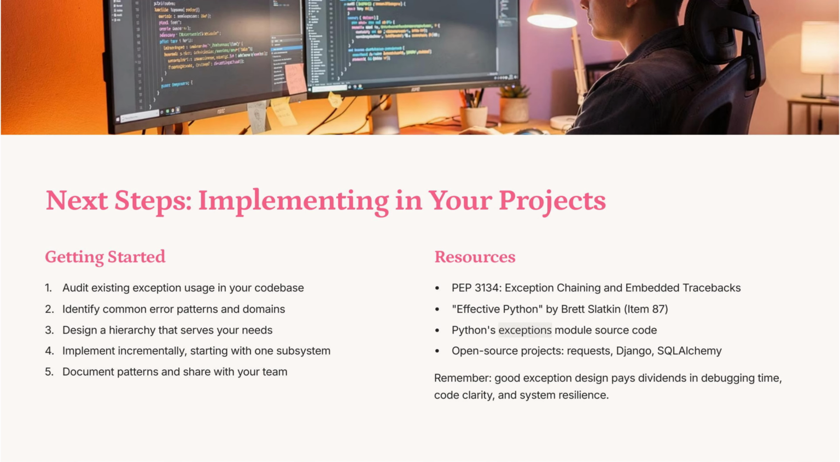Begin by auditing your codebase to identify common error patterns. Design a tailored exception hierarchy and implement it incrementally, starting with one subsystem. Document these patterns and share them with your team. Utilize resources like Python Enhancement Proposal 3134, Effective Python by Brett Slatkin, and open source projects for guidance. Effective exception design enhances debugging, clarity, and resilience.